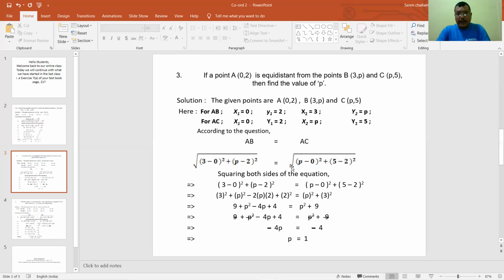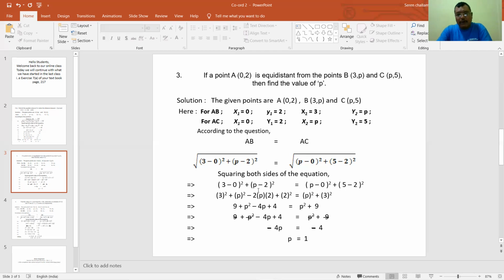Now squaring both sides of the equation, as we have done in the earlier question, the square root signs get cancelled, so we are left with whatever is inside the square root, that is (3 minus 0) whole square plus (p minus 2) whole square is equal to (p minus 0) whole square plus (5 minus 2) whole square. In the next line, 3 minus 0 is 3, so we have 3 square plus, again here, (p minus 2) whole square.